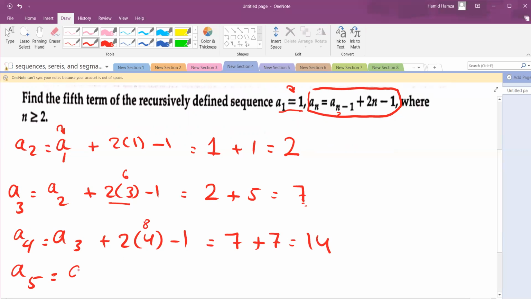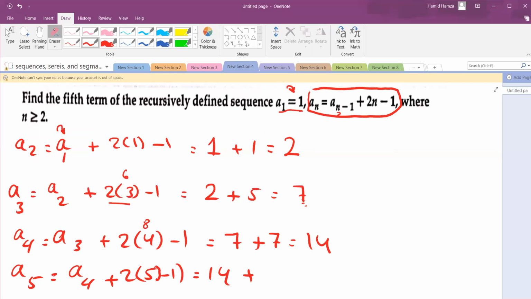a5 will be a4 plus 2 multiplied by 5 minus 1, which equals a4, which is 14, plus this one like this.